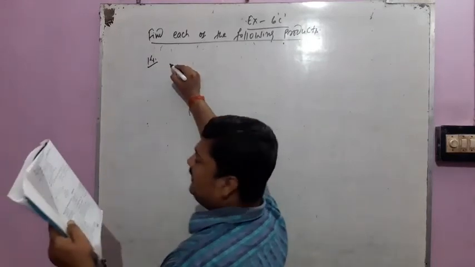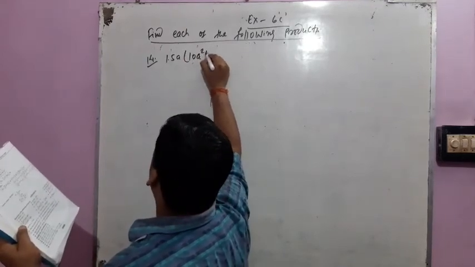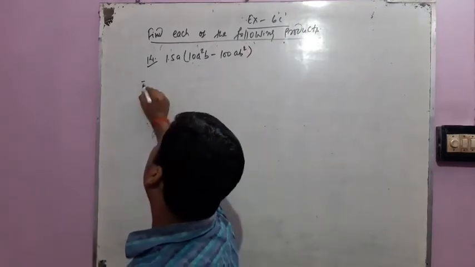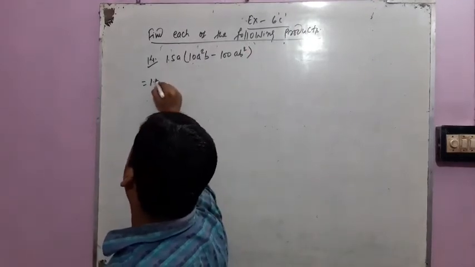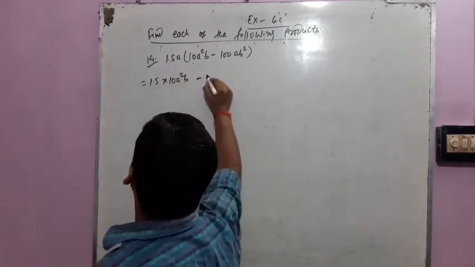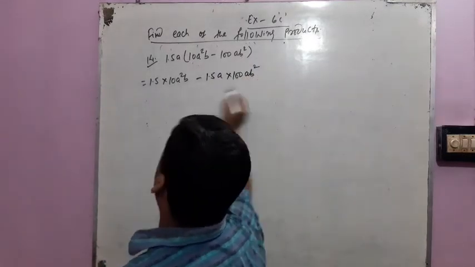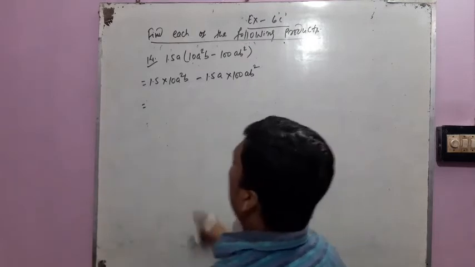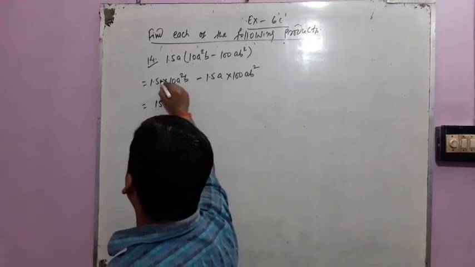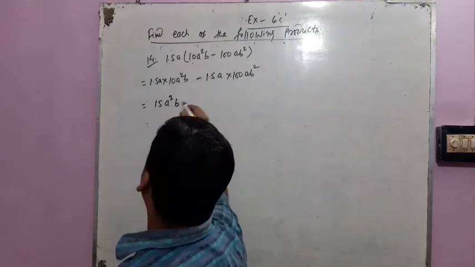Now look at question number 14, students. 1.5a multiplied with 10a square b minus 100ab square. For that, first we have to multiply 1.5 with 10a square b. Then plus minus minus, here 1.5a we have to multiply with 100ab square. Okay, students? Multiply 1.5 with 10, the product is 15. A is missing here, A, and now we have to add the exponents. 1 and 2, 3. A cube, B.